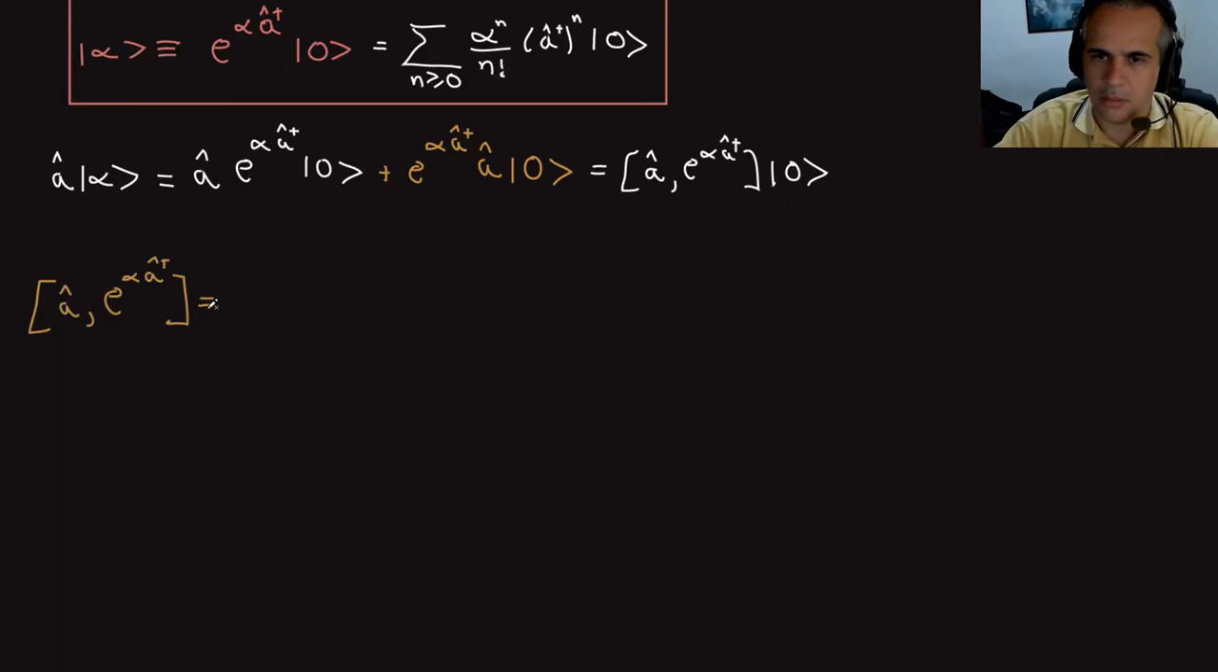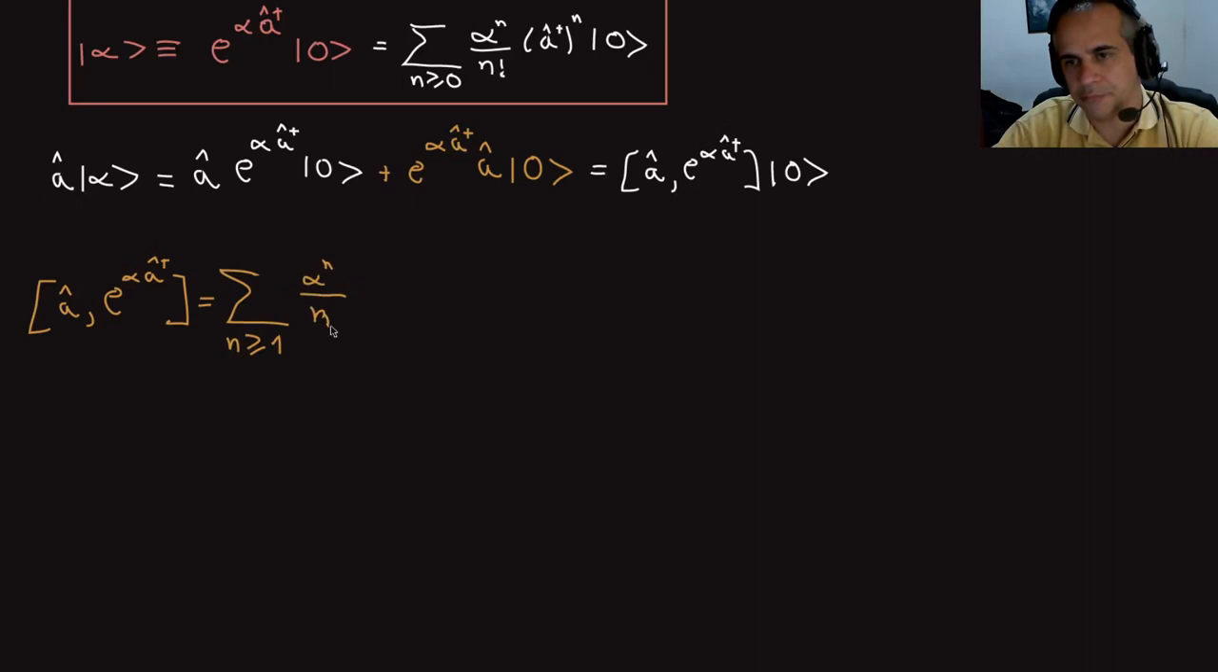So this will be just the sum for n bigger than one, because for the first term I just have the number one, the identity, and the commutator of a with the identity is zero. So the first term goes away. I have to start on the second one, of alpha to the n over factorial of n, times a bunch of commutators.